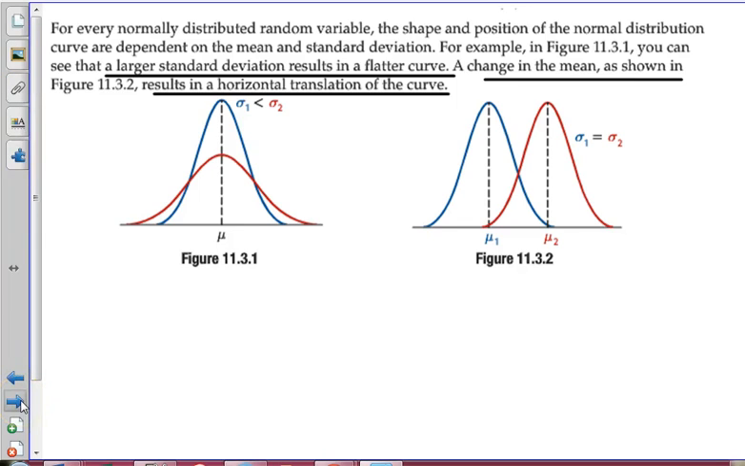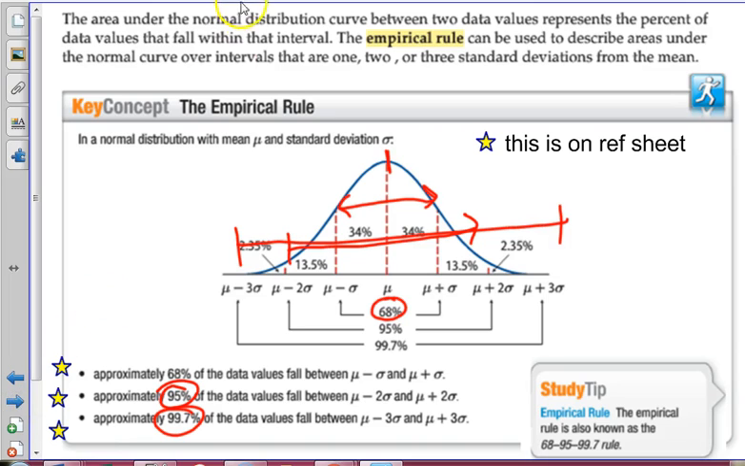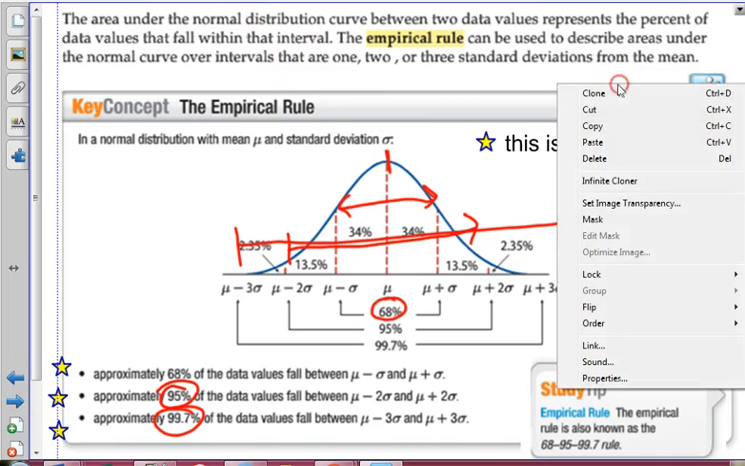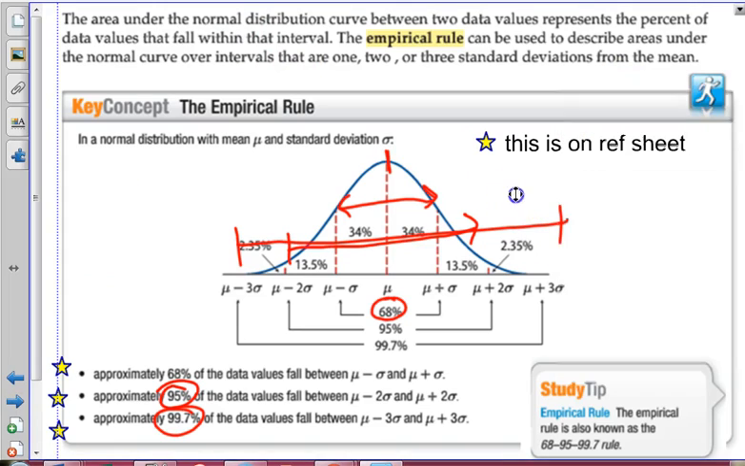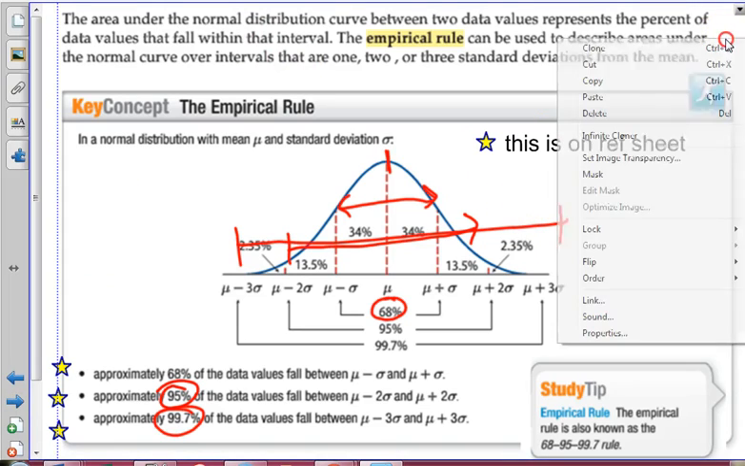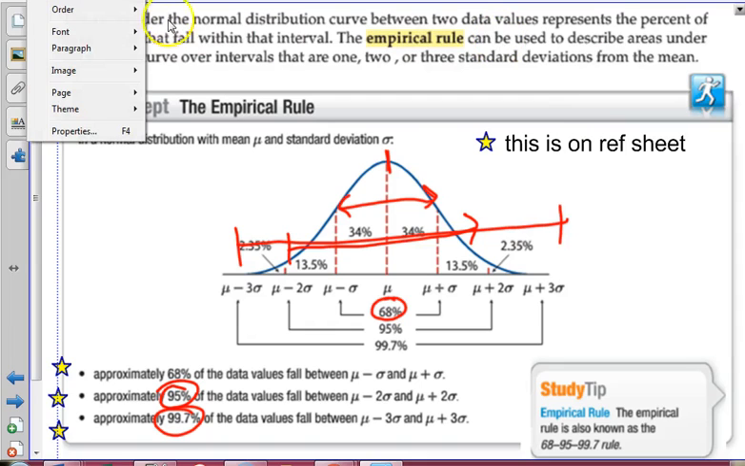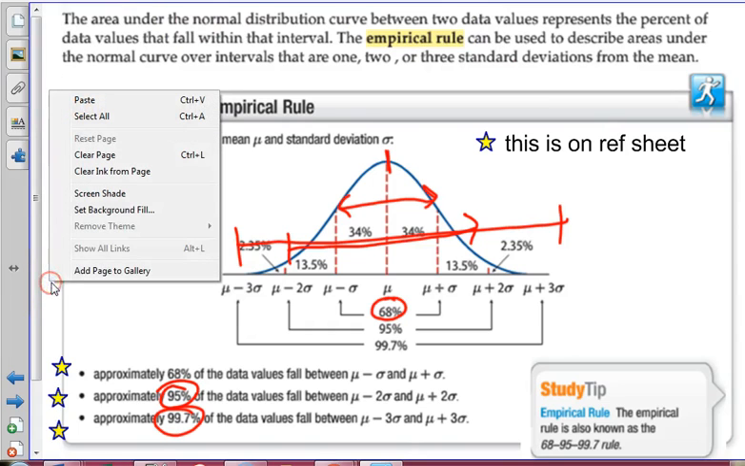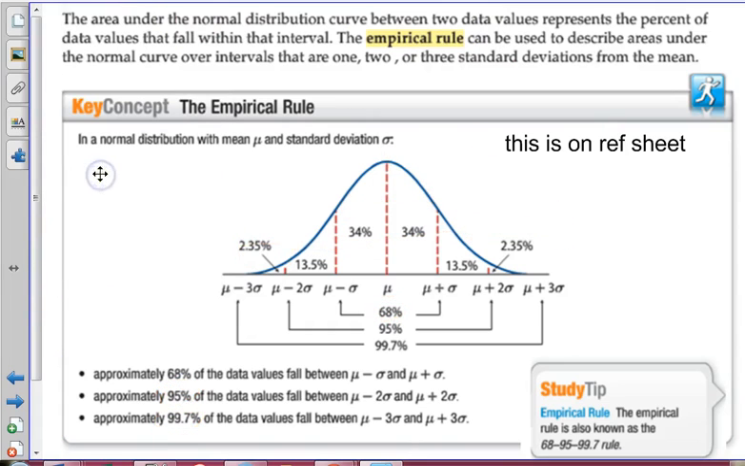Right, so let's talk about what in the world this actually means. We're going to use this crazy rule. We are going to use this idea to estimate, okay?